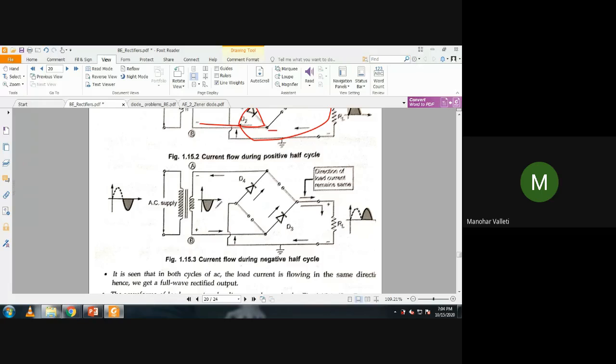In the same way, during the negative half cycle, this is minus here and plus here. The diode with plus connected to its anode, D2, will be forward biased. D4's cathode is connected to minus, so D4 will be forward biased. The current always starts from plus. Again the current enters at the same point, so the magnitudes and directions are the same. Closed path again like this. So the output will be shown like this.